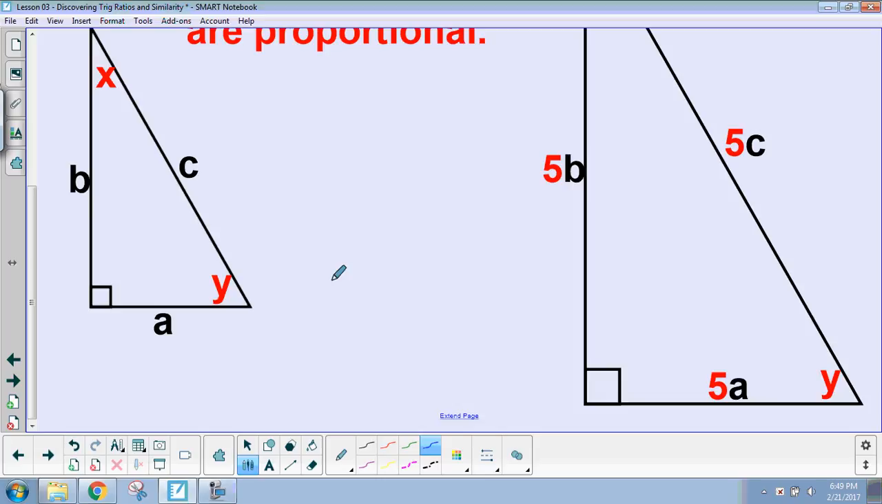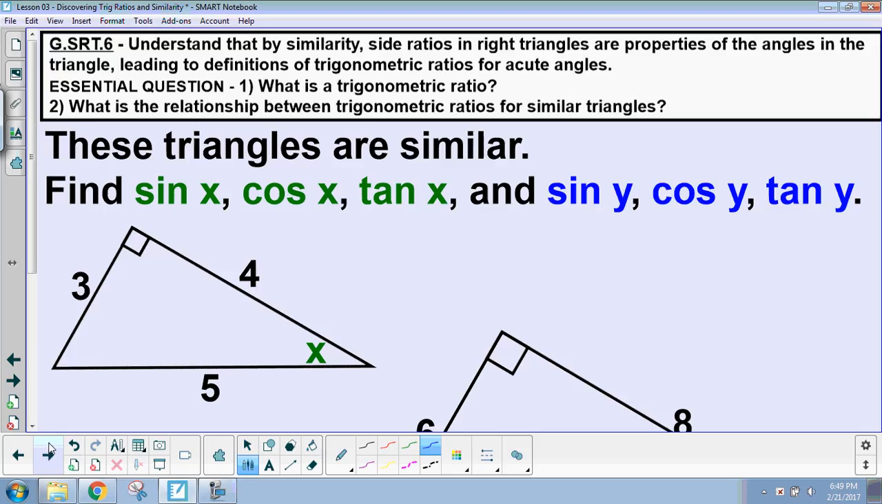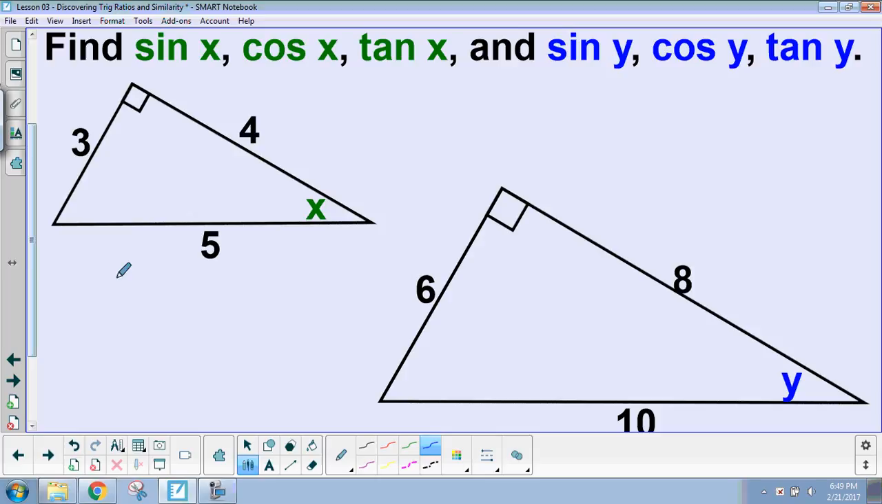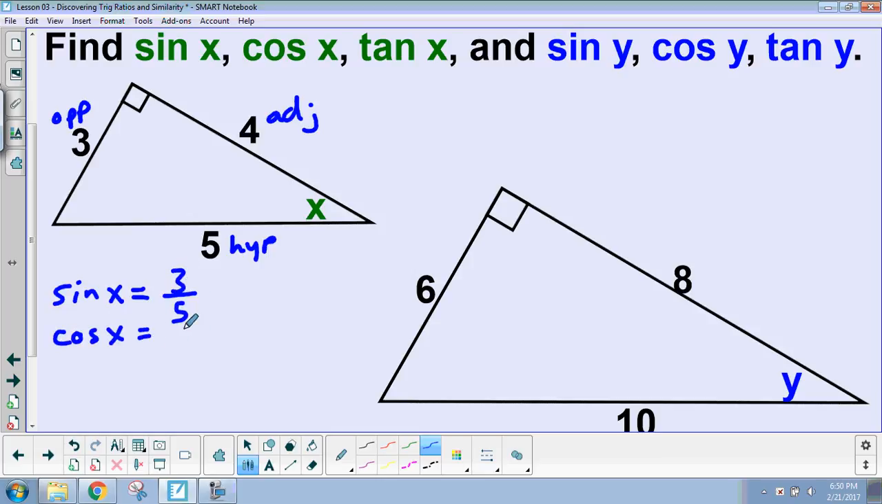These triangles are similar, so find the trig functions for these. So, sine x, again, opposite. This would be adjacent. This would be hypotenuse. So I'm just going to go straight for the numbers. 3 over 5. Cosine x is going to be 4 over 5. And tangent x is going to be 3 over 4.